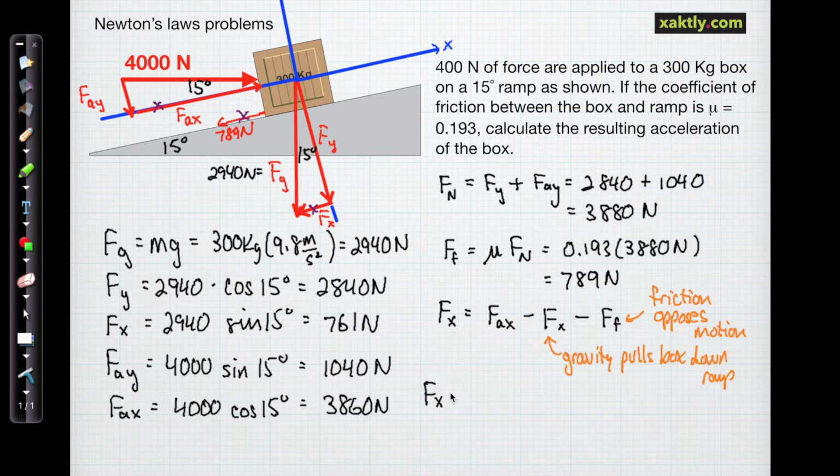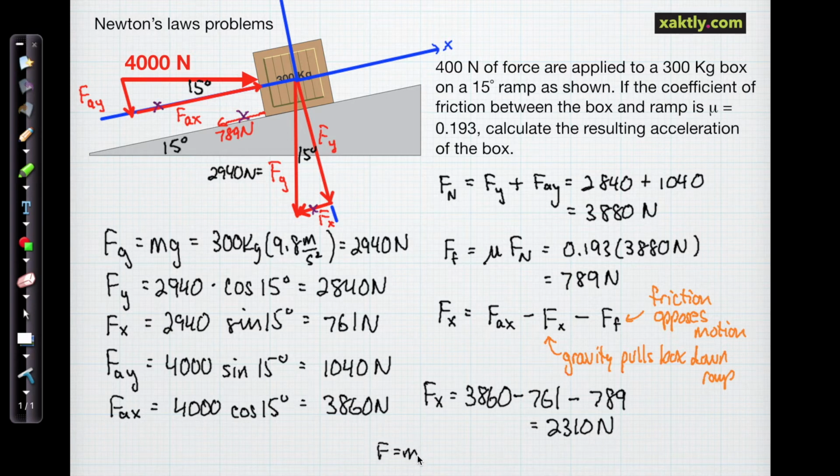Almost there. Just need to plug in some numbers now. The force in the x direction is the applied force, 3,860 newtons, minus the part of gravity that pushes down the ramp, 761 newtons, minus our frictional force, 789 newtons. And so that net force, which will be pushing up the ramp, is 2,310 newtons.